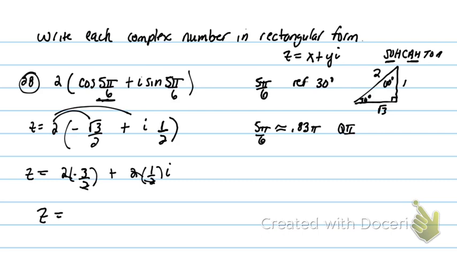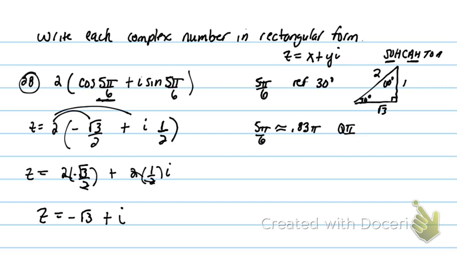And so what's z? Negative root 3 plus what? i. I wouldn't put 1i. It's going to throw MATLAB off, even though it's the same thing. So don't put the 1 in there. So rectangular form would be negative square root of 3 plus i.